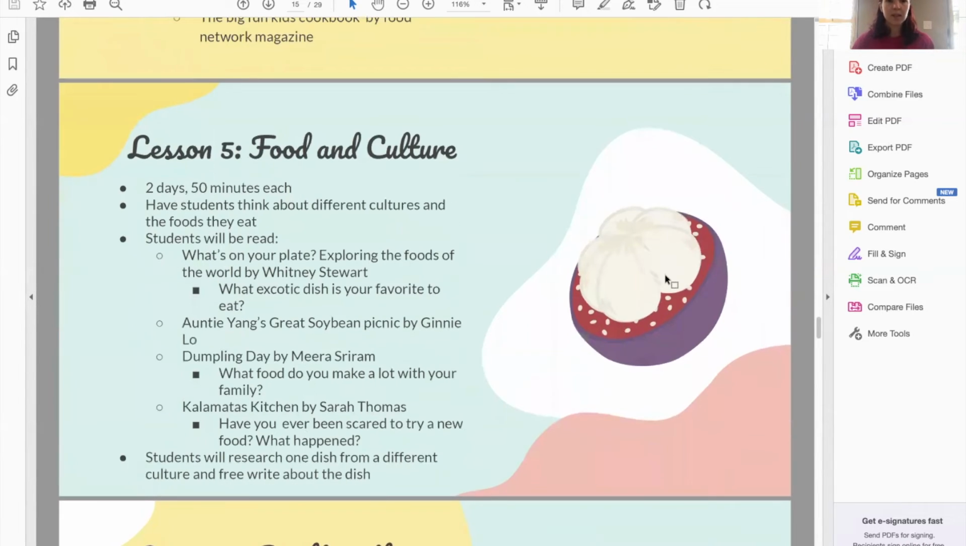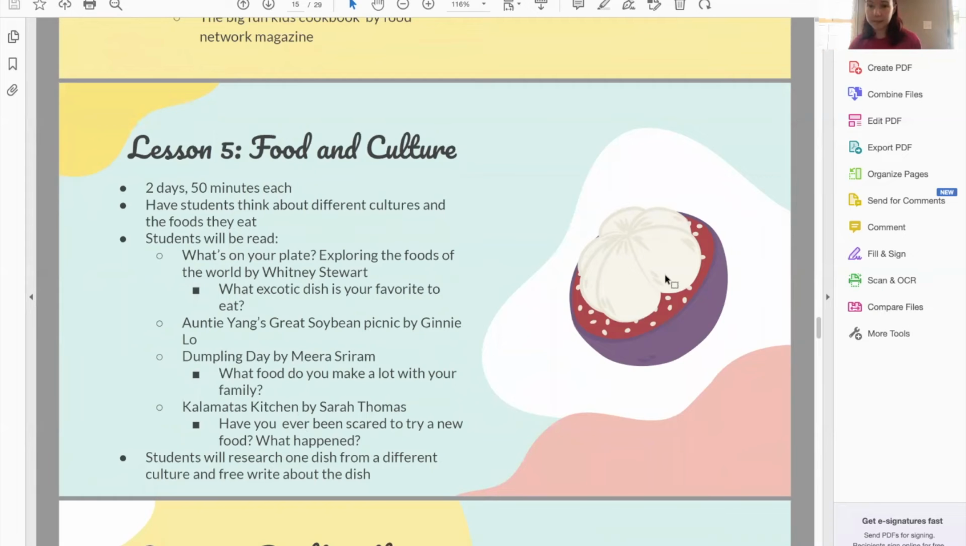Okay. So then lesson 5 is food and culture, and this will probably take 2 days to teach and 50 minutes each. Have students think about different cultures and the foods that they eat around those cultures. And I have a bunch of readings for this. So it's What's on Your Plate? Exploring the Foods of the World by Whitney Stewart.